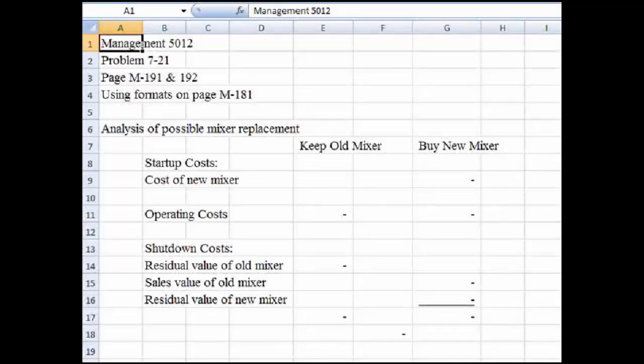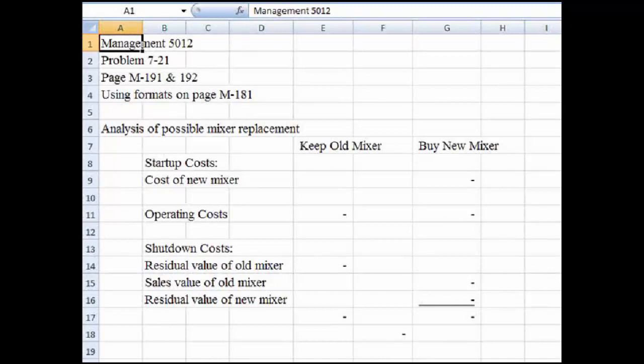On page M-191 and 192, problem 7-21 is an analysis of relevant costs to determine whether to replace a mixer or not. This is actually something you could use in your home or in other areas of your life. In either case, this problem will be completed on the screen.